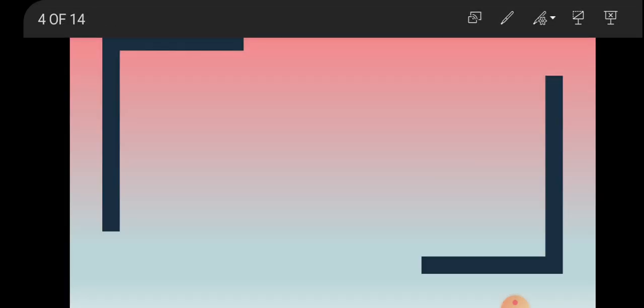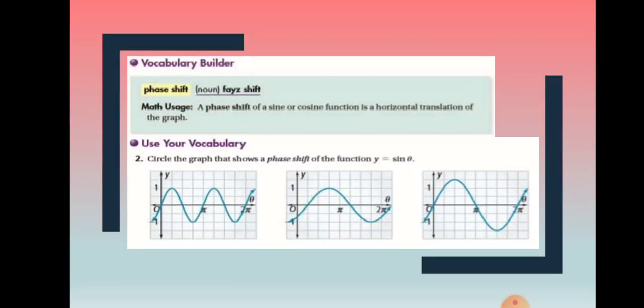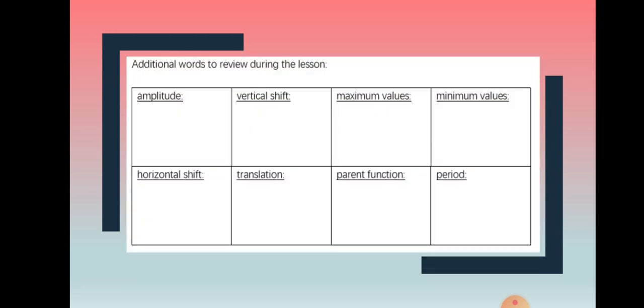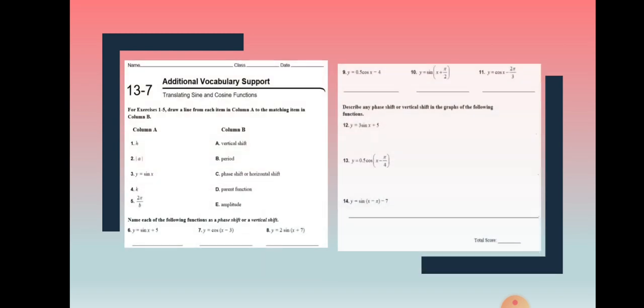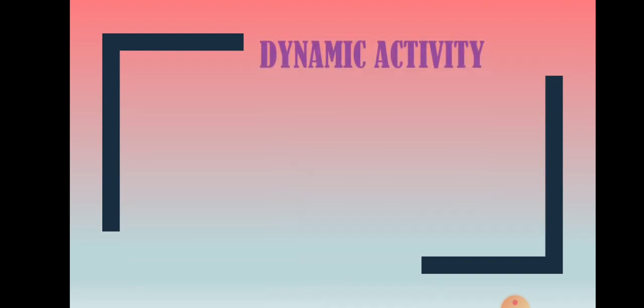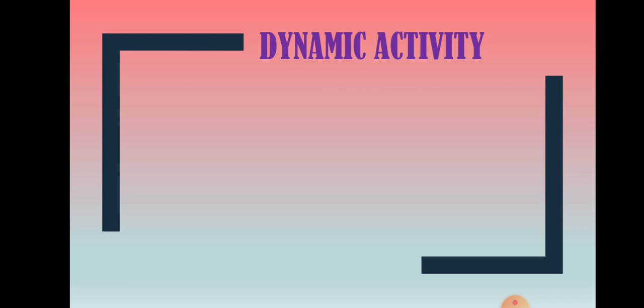And this time we're going to work with our vocabulary. I provided a bank of words that you should know by now, but even if you don't, I gave you some empty space so during the lesson you can fill out the information that you don't understand or you forgot, okay? So amplitude, vertical shift, maximum values, minimum values, all of those are words that we have used before. And I provided additional vocabulary support that I want you to finish up while I teach you this lesson, or it will be homework for tomorrow since we might not have enough time.